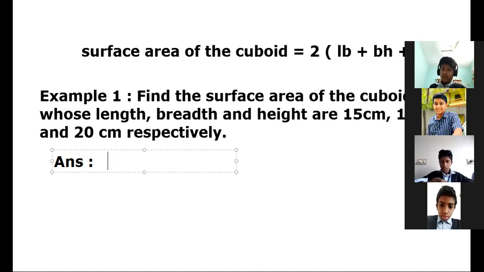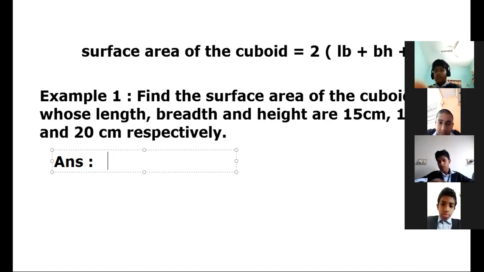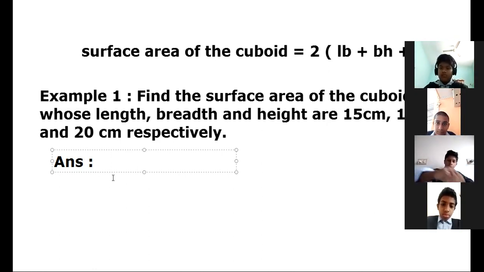We are considering a cuboid. Its length, breadth, and height are given, right? In the question, we have the length, breadth, and height of the cuboid. Joel, please turn on your video. Okay, we are going to find the surface area of the cuboid. To find the surface area of a cuboid, we should know the length of the cuboid, breadth of the cuboid, and height of the cuboid. Clear?